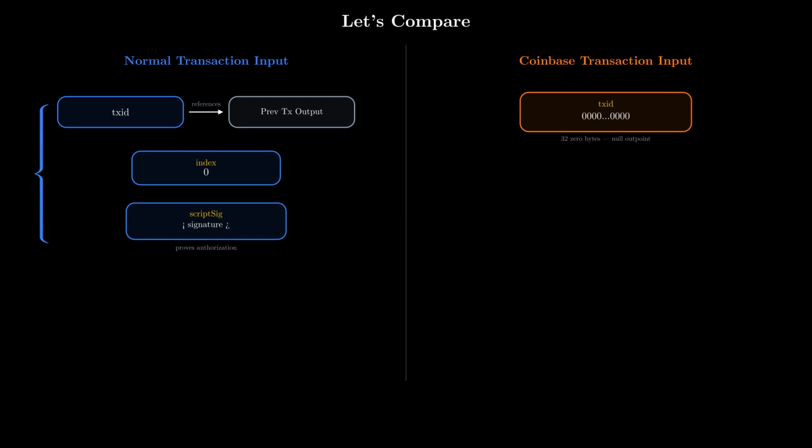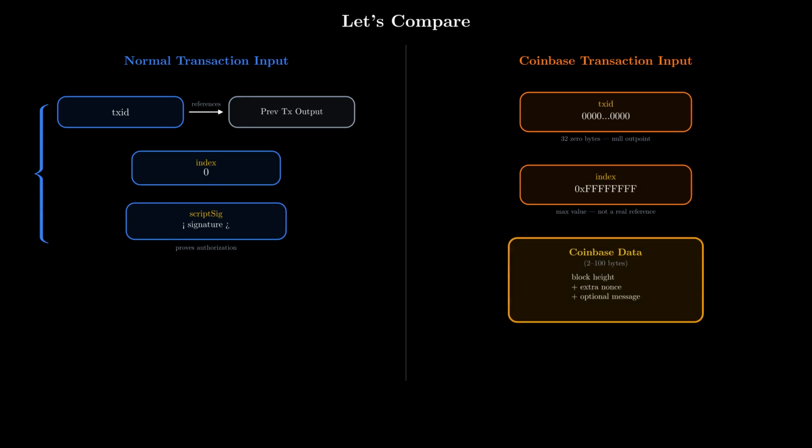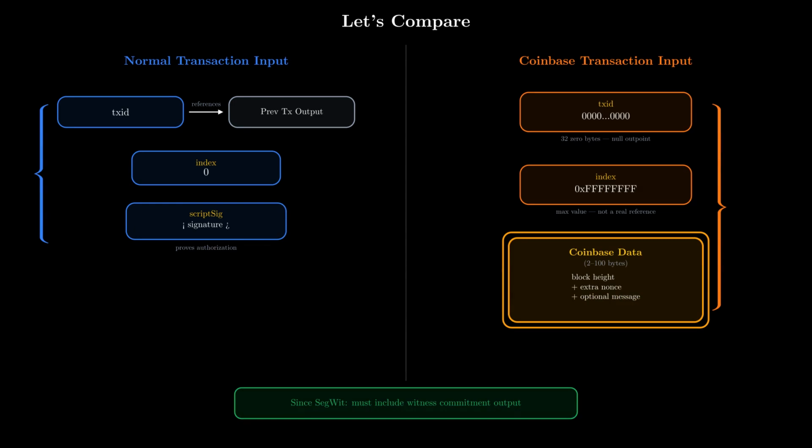Its transaction ID is 32 bytes of zeros, a null outpoint. The index is set to its maximum value, all Fs in hexadecimal, or 0xFFFFFFFF. And instead of a signature script, it contains a free-form Coinbase data field between 2 and 100 bytes long. Miners use this space for the block height, extra nonce for mining, and sometimes even vanity messages. One more thing. Since segregated witness, the Coinbase must also include a witness commitment output.